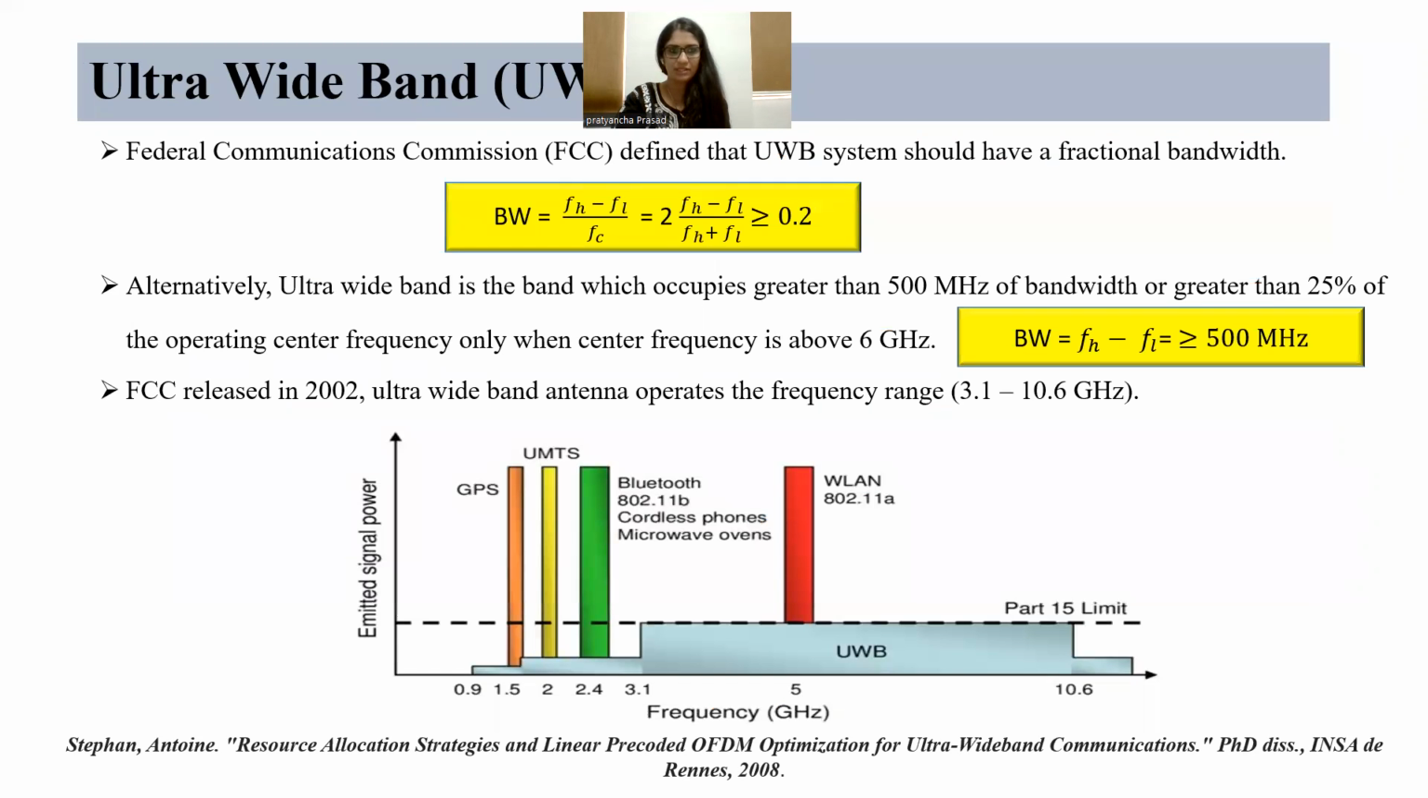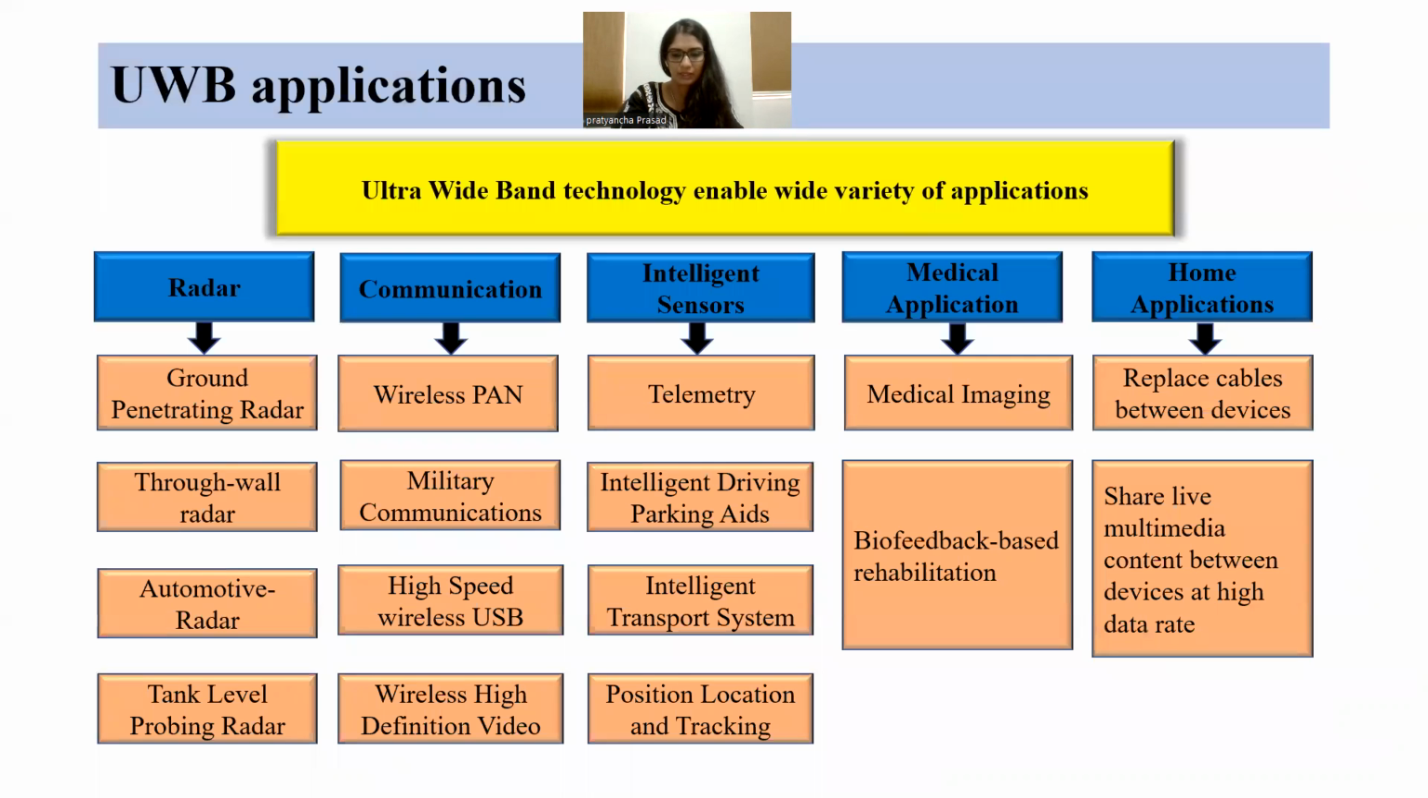So what is basically an ultra-wideband system? The FCC defines its range as operating from 3.1 to 10.6 gigahertz. Also, if we satisfy the relation where the fractional bandwidth is greater than or equal to 0.2, we can say our system is an ultra-wideband system. These are the different applications of ultra-wideband systems in the area of radar, communication, intelligent sensors, and nowadays medical applications.